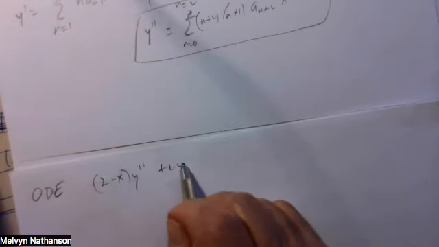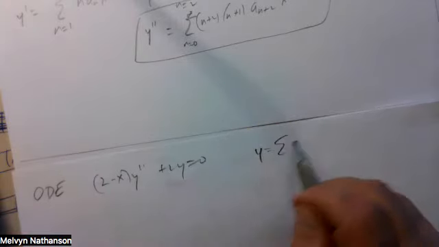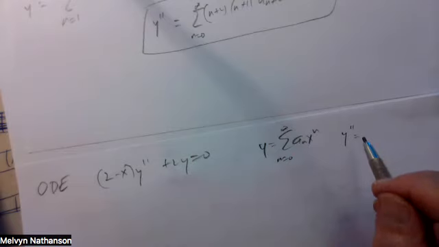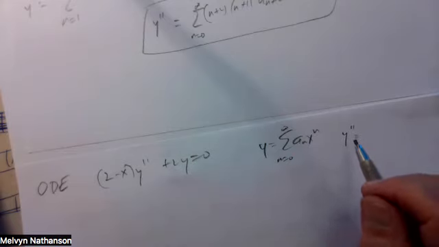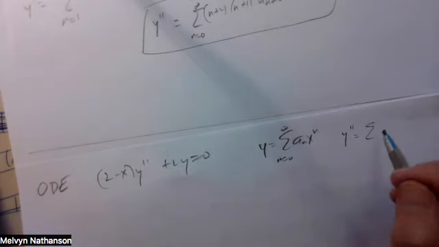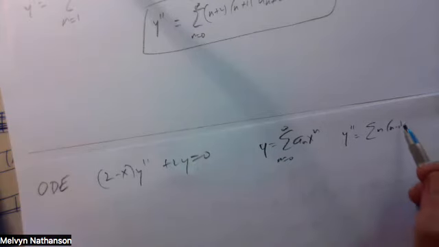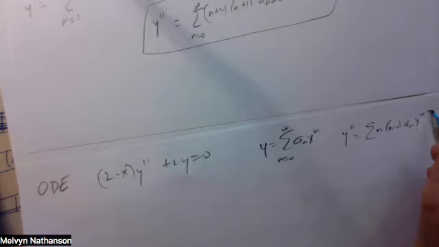So I have my differential equation. It's homogeneous, it's linear, but it's not easy to solve. 2 minus x, y double prime, plus 2y equals 0. Suppose I look for a solution y, summation a n x to the n. In that case, y double prime is n, n minus 1, a sub n x to the n minus 2.